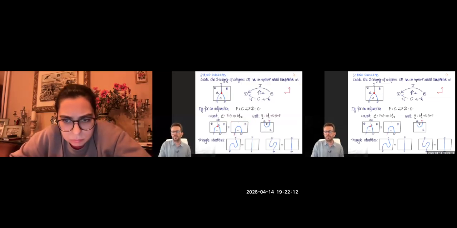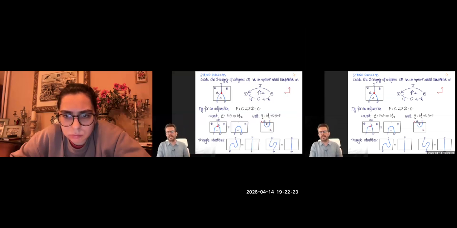Okay, and similarly for the unit, it goes from the identity on C here at the bottom into G composed with F. So this represents that natural transformation. Then the triangle identities, if you write down what these are, you do the identity on F, then you do the unit, and then you do the co-unit, and that turns out to be equal to just the identity natural transformation on F.